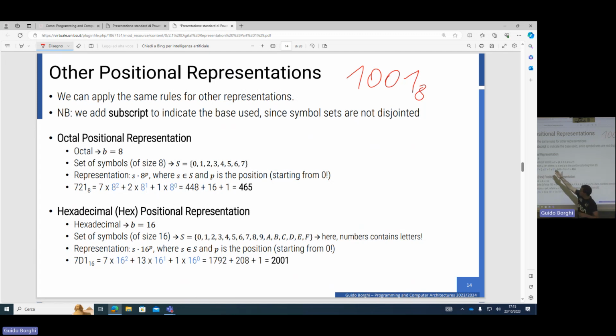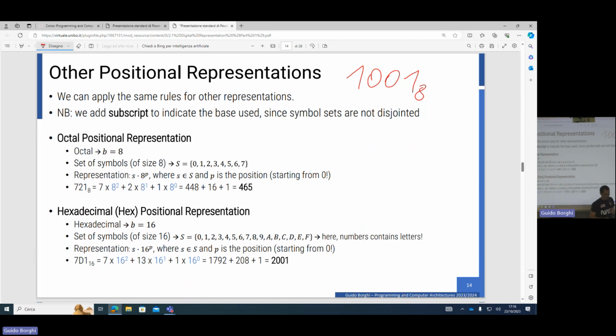So we have 8 different symbols. B is the base, B is equal to 8. So here you can see the list of symbols, 8 symbols. We have the Arab numbers starting from 0 to 7: 0, 1, 2, 3, 4, 5, 6, 7. Arab numbers for the octal positional representation. So the representation, remember the formula S times B to P, S times 8 to P, where S is one of the symbols, and P is the position.